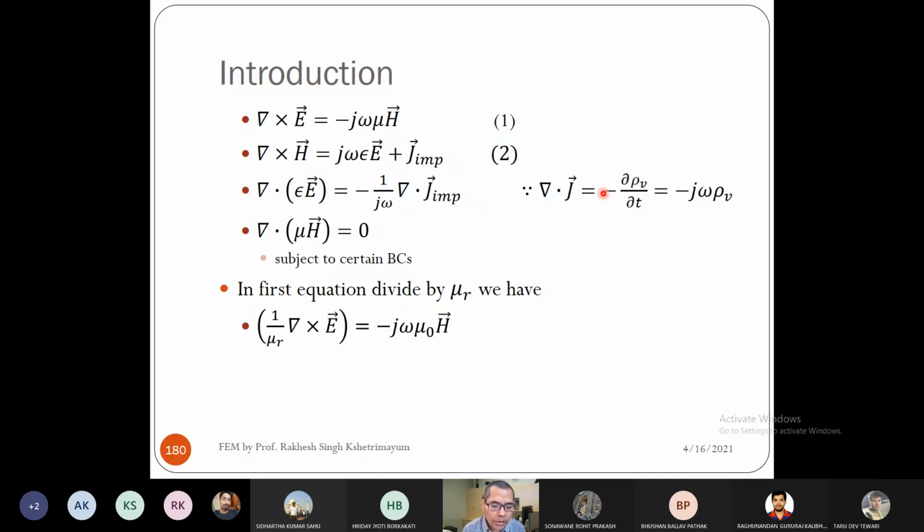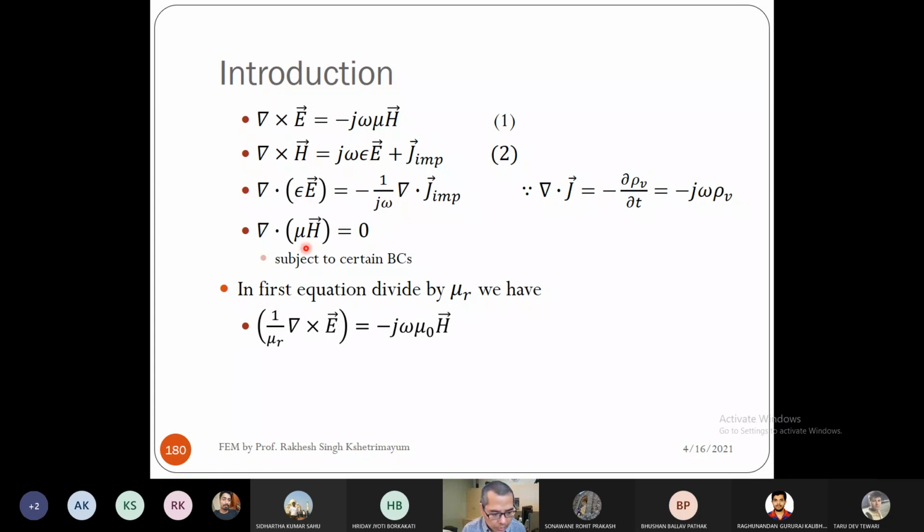If you consider time harmonic fields, all the time derivatives are replaced by j omega, so it becomes minus j omega. To find rho v for this case, when I have an impressed current density, rho v can be found from the impressed current density as divergence of J divided by minus j omega. That's what I have replaced on the right hand side. So divergence of epsilon E equals minus 1 by j omega, divergence of J impressed current density. You also have the boundary condition.